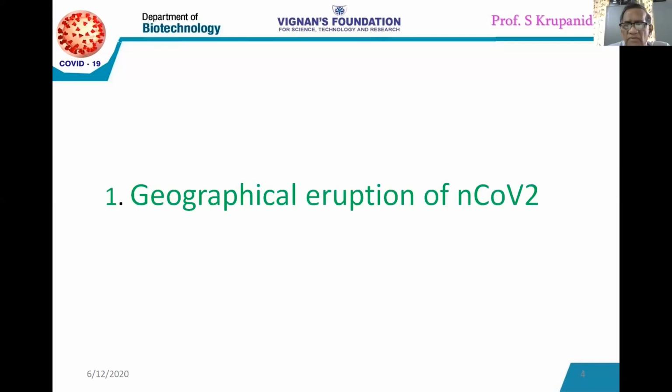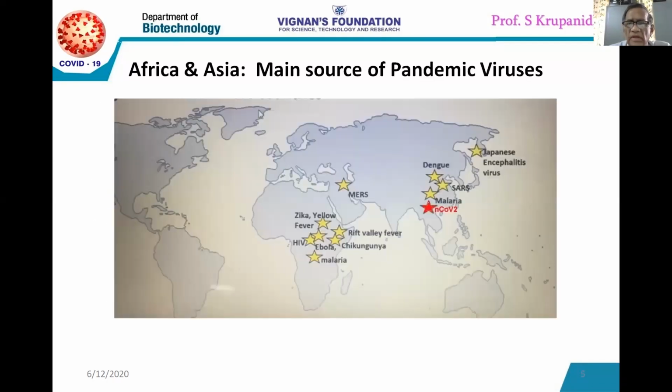Okay, the first one is geographical eruption of novel coronavirus 2. As I was indicating to you earlier, the coronavirus is not new to the biological system. The newness appears only in attacking the human host. If you see this particular world map, the majority of the viruses have taken their origin from East Asia and again Middle Africa. Just for the sake of the youngsters who are participants: chikungunya is one, Ebola is one, HIV one, Zika virus is one, yellow fever virus is one, Japanese encephalitis is one, and dengue virus is one.